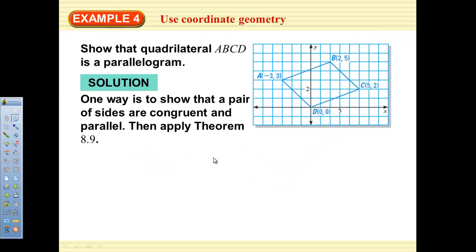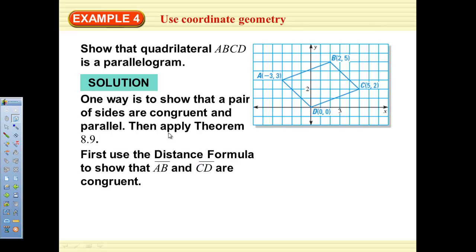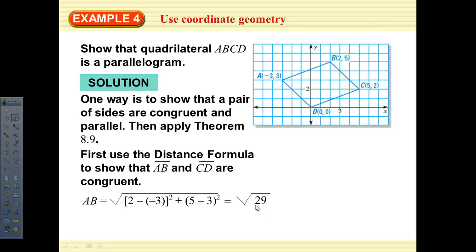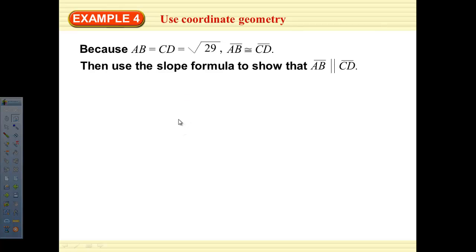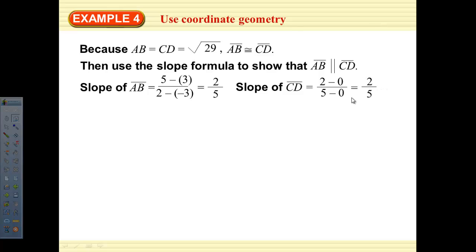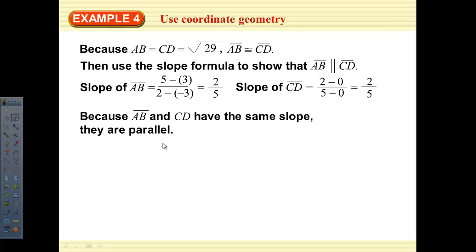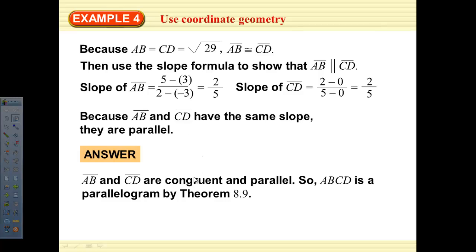Again, we start off finding one set of sides congruent and parallel. We start with the distance formula to find out that those are congruent. For the first one, just as I did, you get radical 29 there. For the second one, we also get radical 29. So now we know the opposite sides are congruent. Now we want to prove that they're parallel, and we use the slope formula. We get 2 over 5 for AB, 2 over 5 for CD. We know the lines are parallel and that they're congruent. Therefore, we can state that it's a parallelogram.